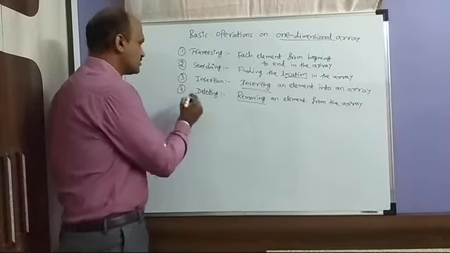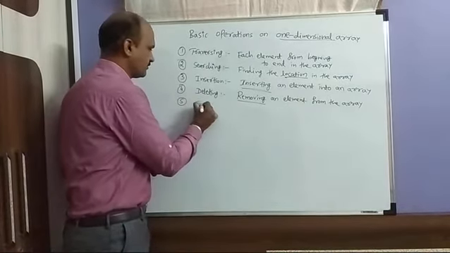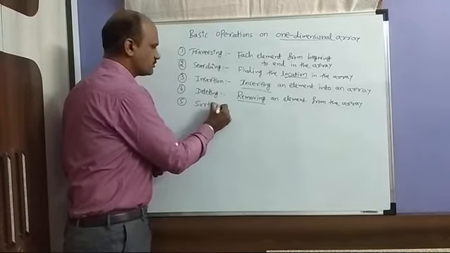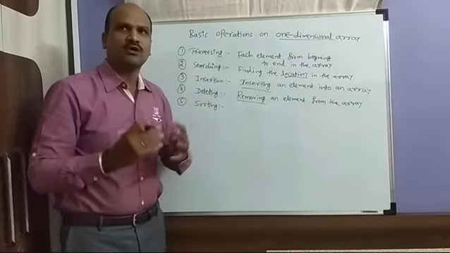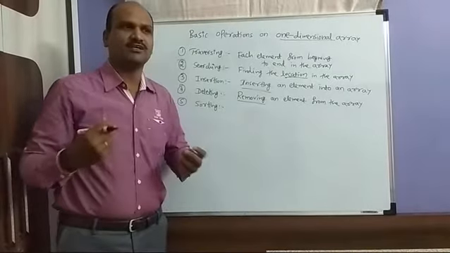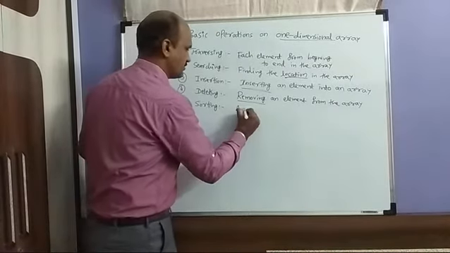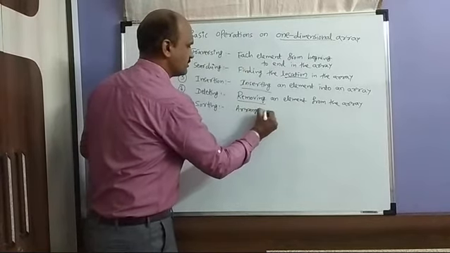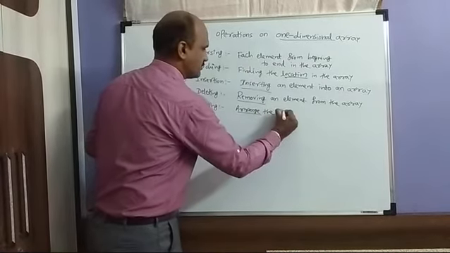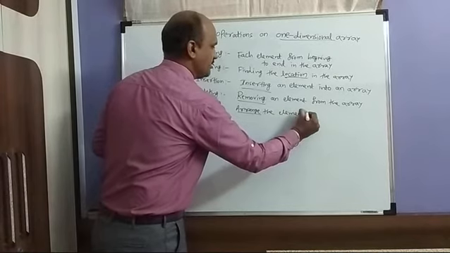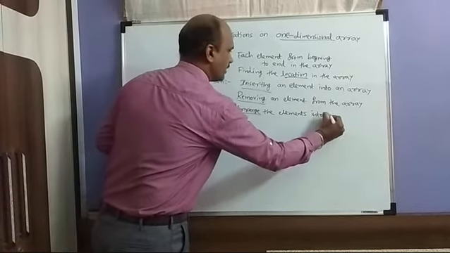Then another one is sorting. So sorting means what you have to do? Ascending order or descending order. You have to arrange the elements. Arranging the elements. Arrange the elements into an array.